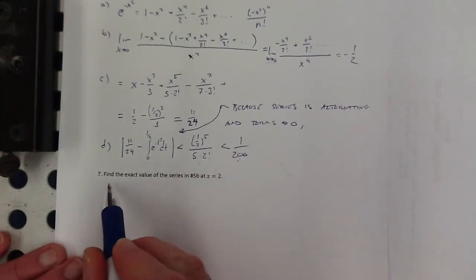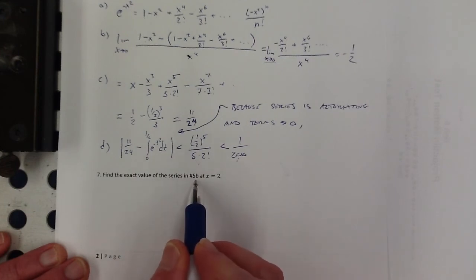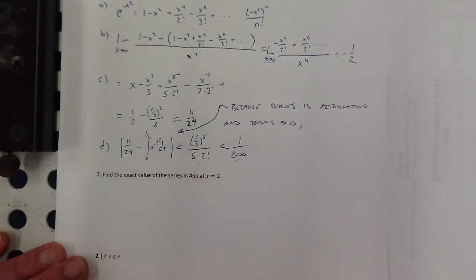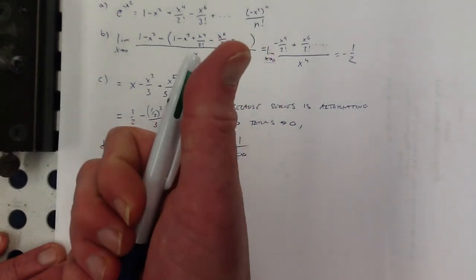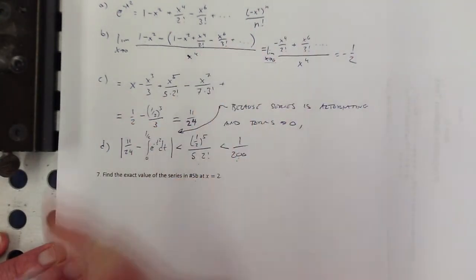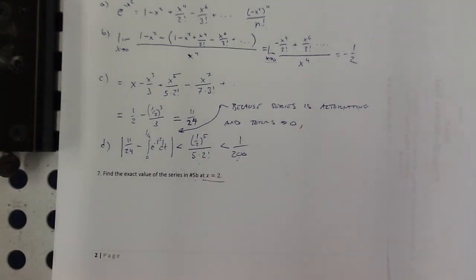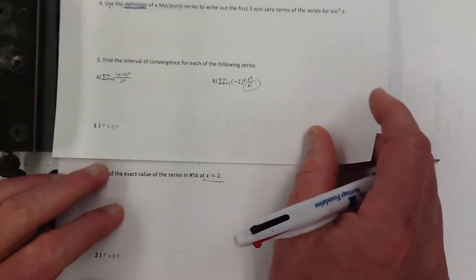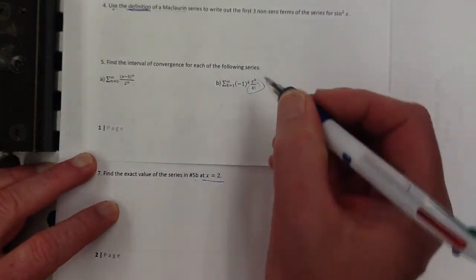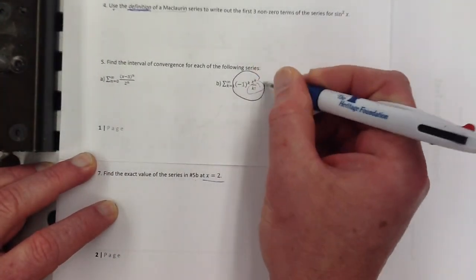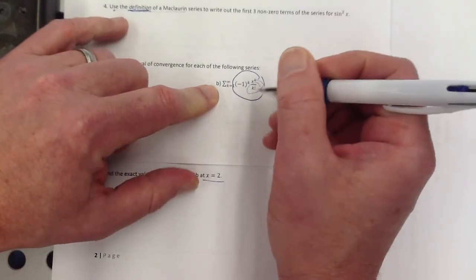All right. Find the exact value of the series in number 5b at x equals 2. So finding the exact value of a series, it's either got to be geometric or we've got to recognize what it is. So let's see, 5b. I don't need the work for 5, I just need what the series is. So we could either recognize what this is. Let's write out some terms of this and see what's up.